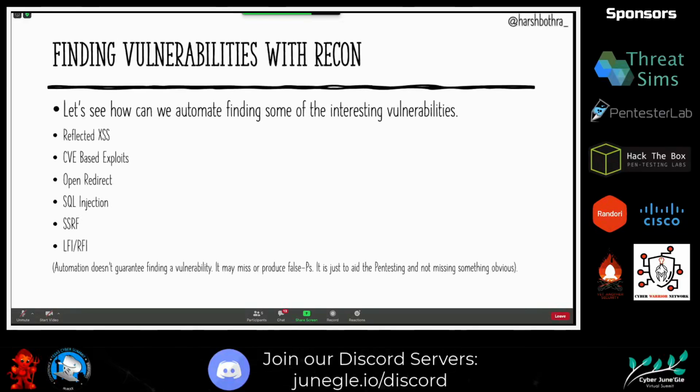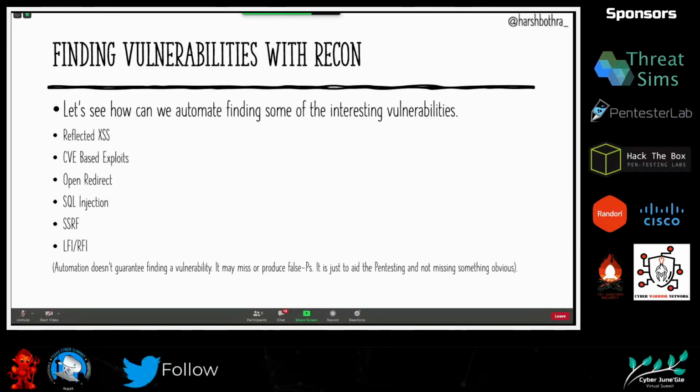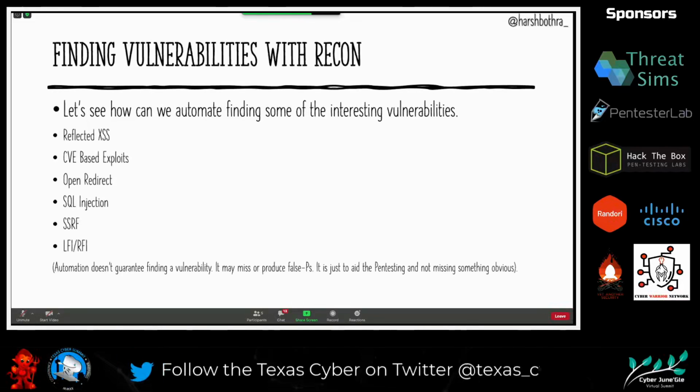Okay. So we will be talking about finding vulnerabilities like reflected XSS and CVE-based exploits using the Nuclei tool in a second. The tool is running in the backend, and before closing this presentation, I will tell you how the tool can be used to find these vulnerabilities. Remember, automation never guarantees you will find a vulnerability for sure, and it can also give you false positives. It is just to add to your pen testing and not to miss something very obvious.